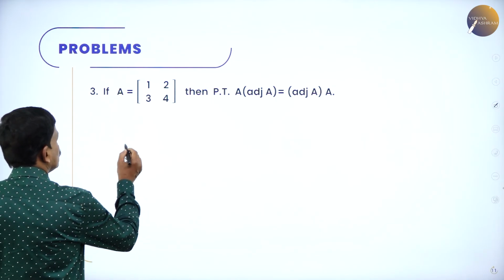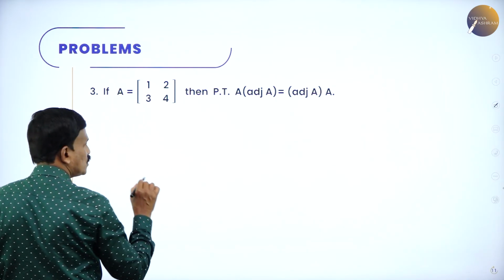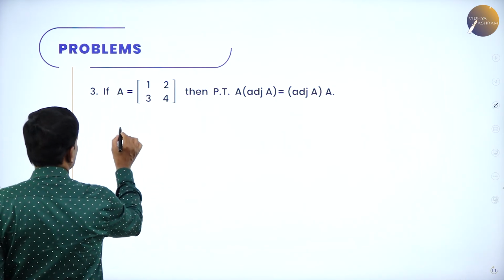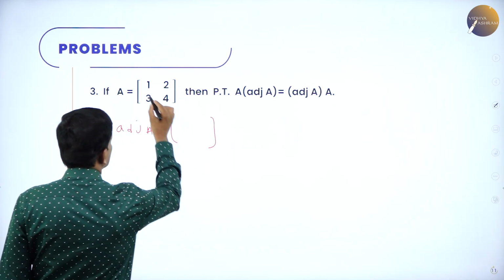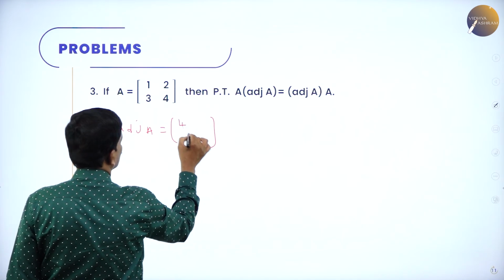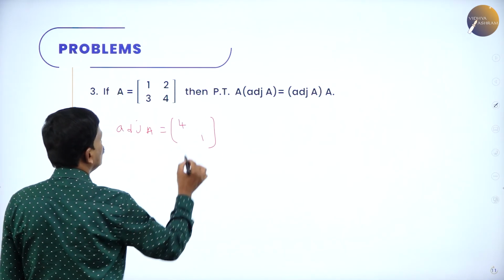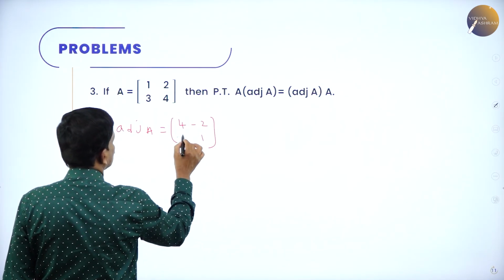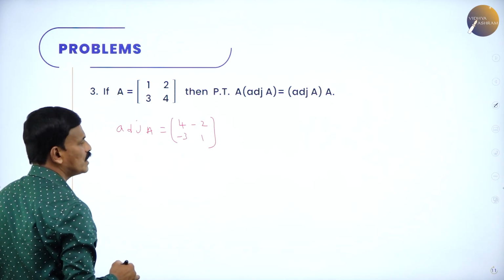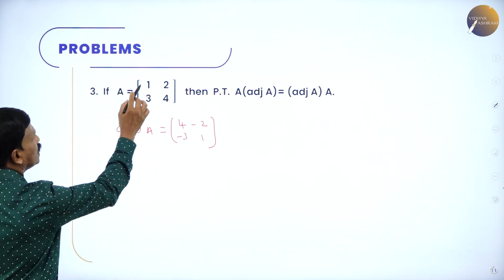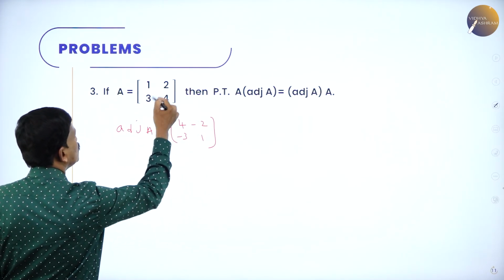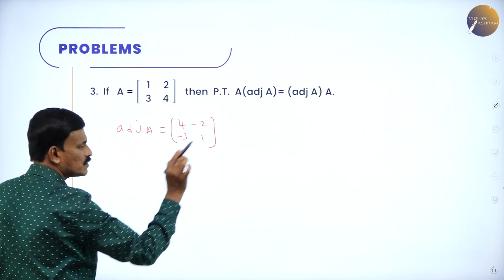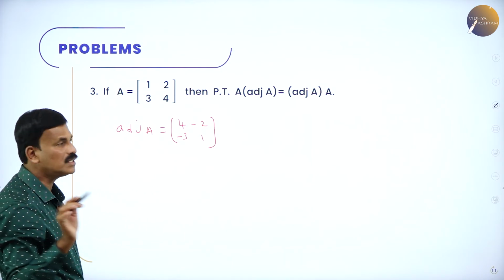As I told while doing the 2 rows 2 column problem, the adjoint of a matrix A can be written directly by interchanging the diagonals: 1 and 4 can be written as 4 and 1, and changing the signs for the others, so minus 3 and minus 2. So, interchanging the principal diagonal 1 and 4 as 4 and 1, and changing the signs of 2 and 3 to minus 2 and minus 3 will give the adjoint of the matrix.